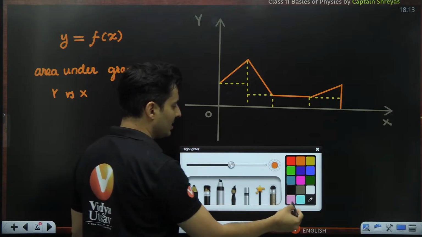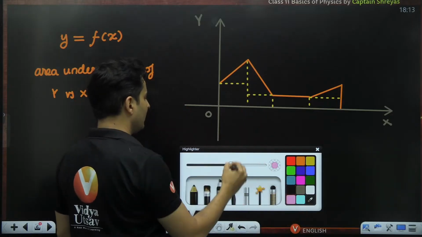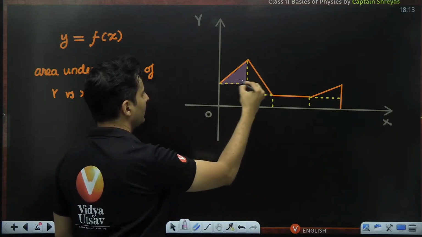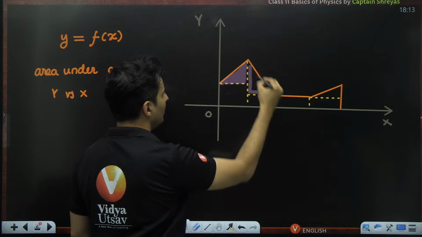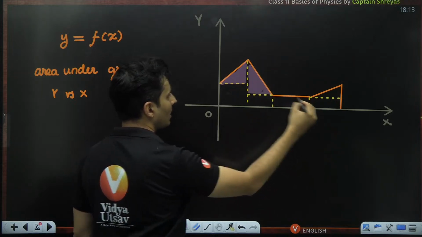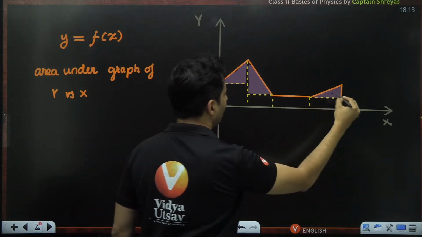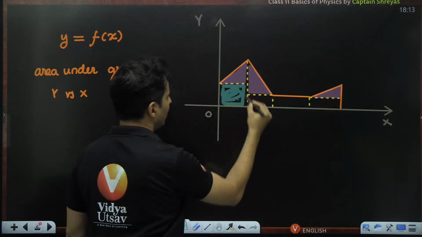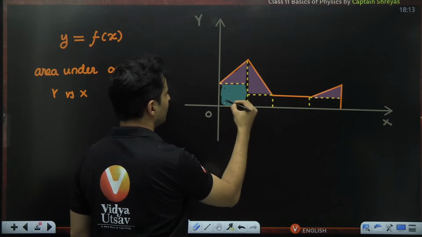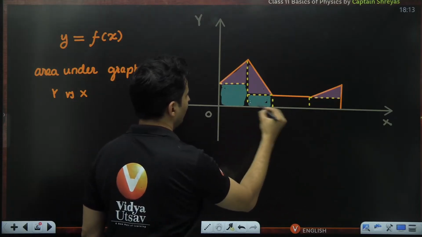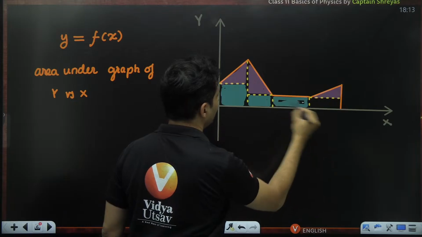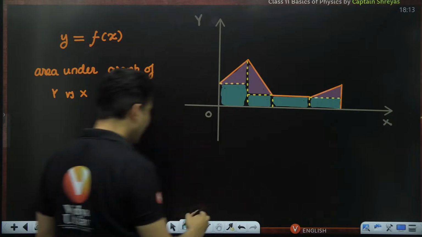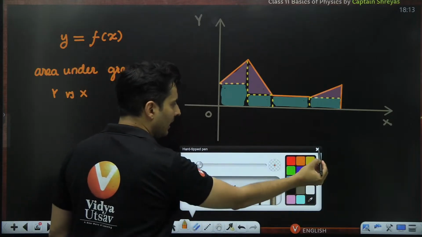For example, I can shade the triangles maybe in pink color. This is your triangle over here, another triangle over here, another triangle over here. And so many rectangles are also there, like this one, this one, and even this one. So it is very easy to calculate the area under the graph.